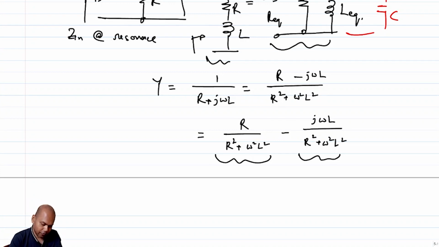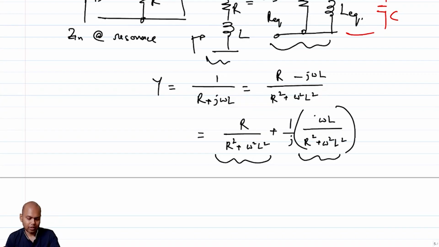So if you are not convinced, you can think of this as plus 1 over j times this, and the value of the inductance will be basically R square plus omega square L square by omega L, right? It is at a particular frequency. The value of the inductor will also change with frequency, but we are not bothered about that for the time being. We are bothered about a single frequency, right?